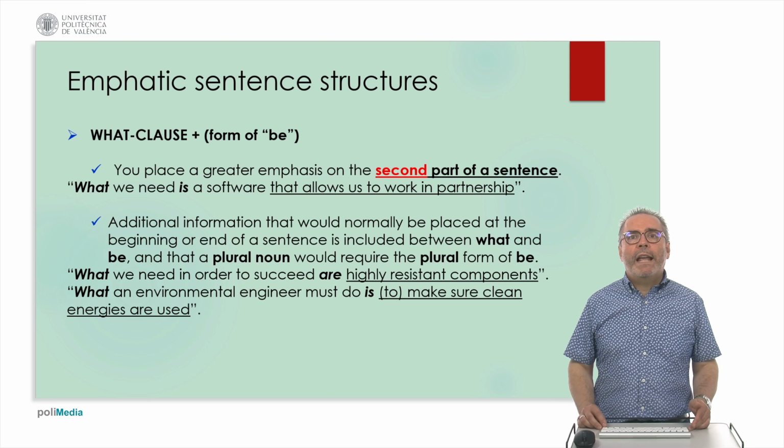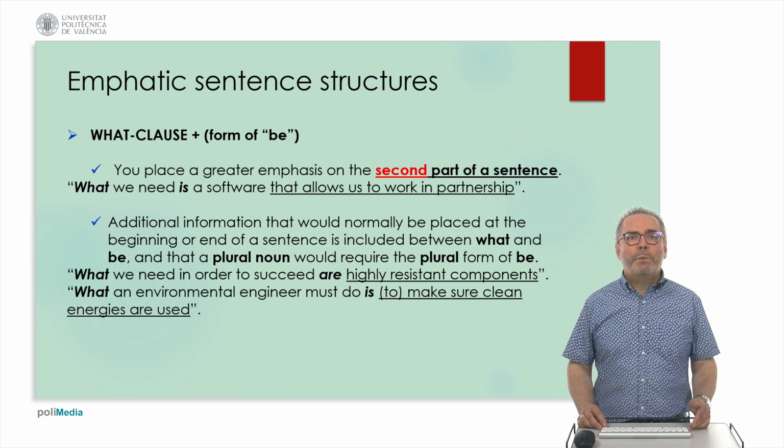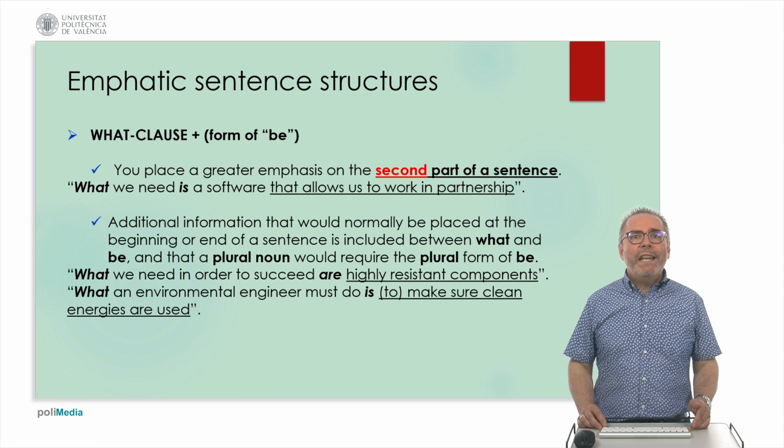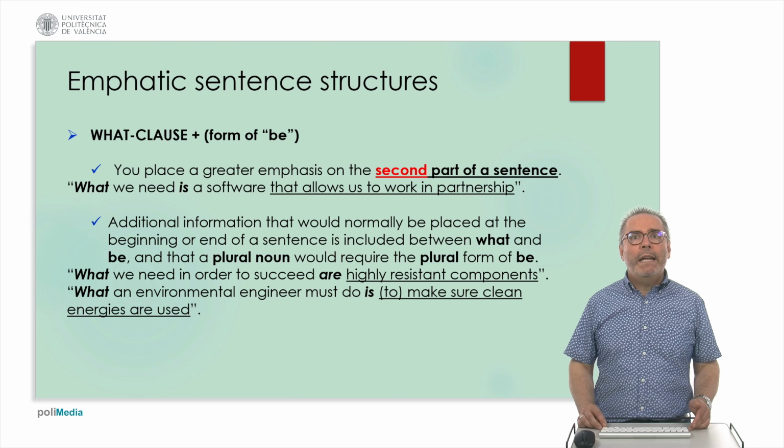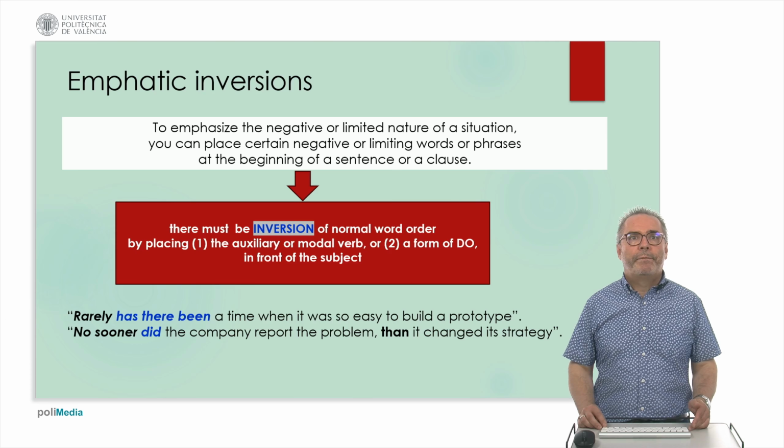And a plural noun would require the plural form of to be. We have to take this into account. In the examples, we can see that. What we need in order to succeed are highly resistant components. Or what an environmental engineer must do is make sure clean energies are used.